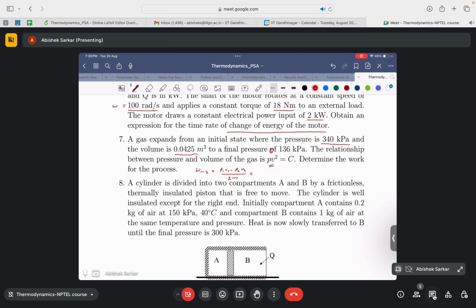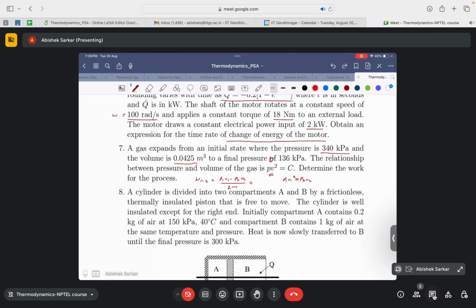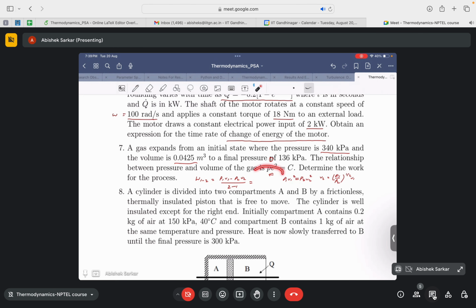What it would be: P1 V1 square is equal to P2 V2 square. Just check the units, it is meter cube, so no need to worry about any multiplication by mass. So V2 would be equal to P1 by P2 to the power 1 by 2 into V1, right? P1 and P2 you know, V1 also you know, so from that you can find out V2. So once you find V2, just substitute it in this equation to find the net work interaction.